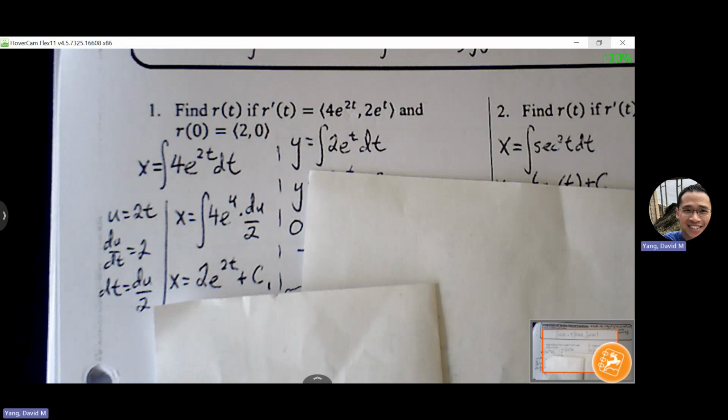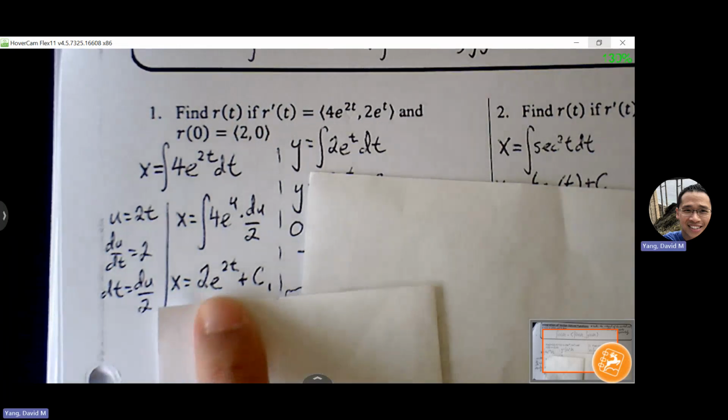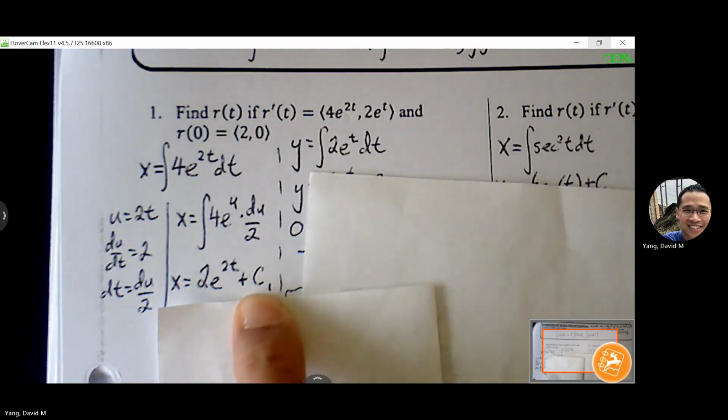Okay, so this is my in-depth integral. I have 2e to the u. Replace the u back in terms of t. So 2e to the t plus c. I did plus c sub 1 because I know there's going to be a plus c on the y side as well. So I'm going to take my time and solve for c here.